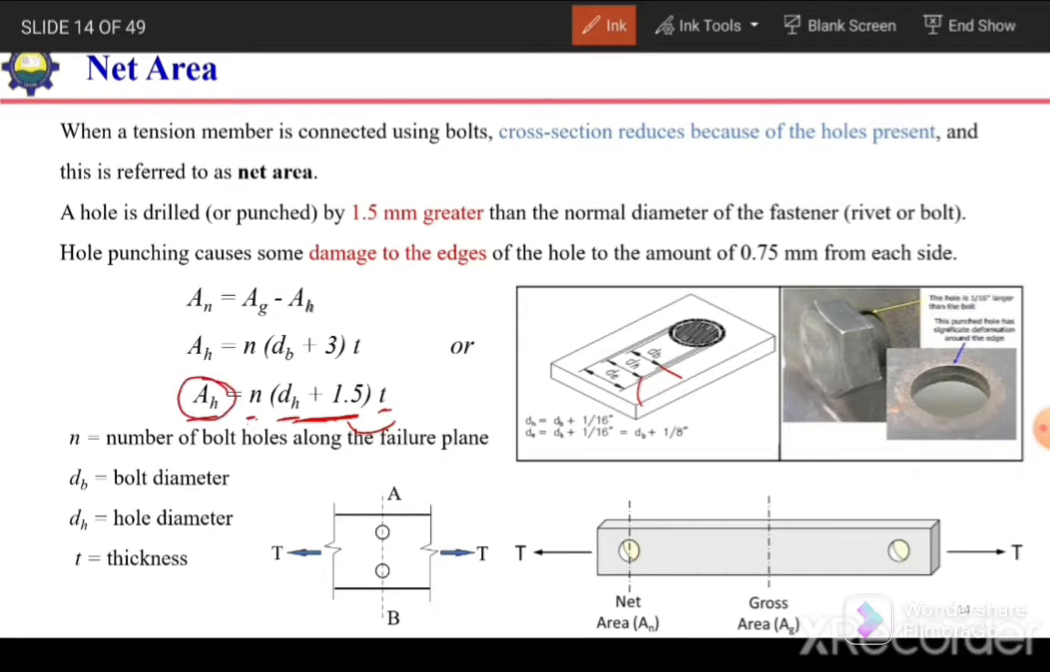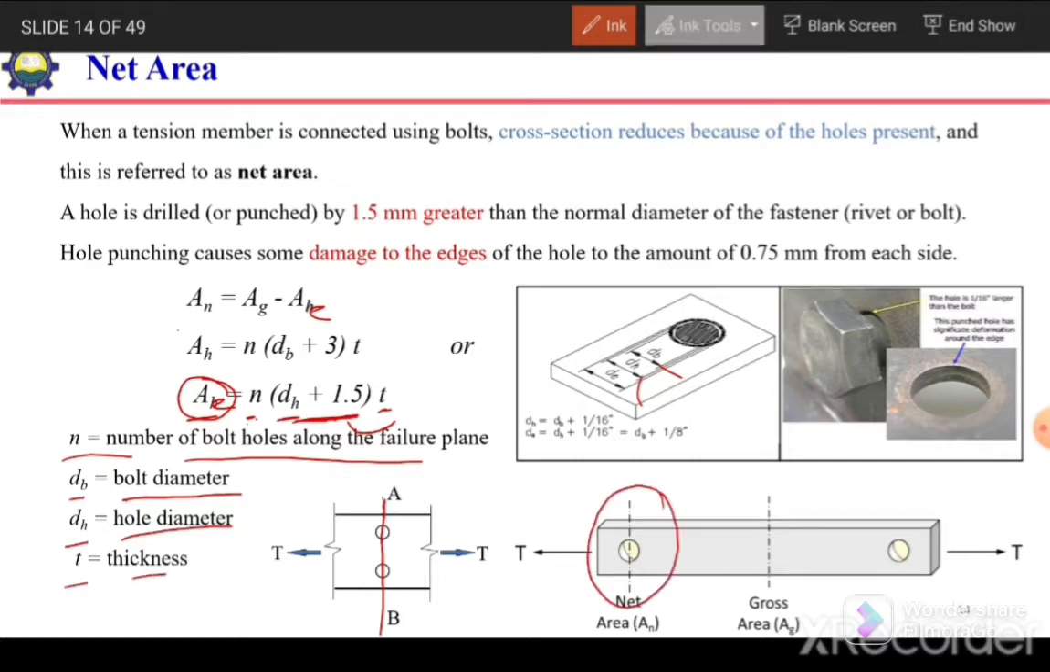so it will give us the effective area of hole. So here we can write it AE, effective area of hole. So AG minus effective area of hole will give us the net area. N is the number of bolts along the failure plane or at the section that is under consideration, dB is the diameter of bolt, dH is the hole diameter, and t is the thickness. So the area at this portion will be the net area.